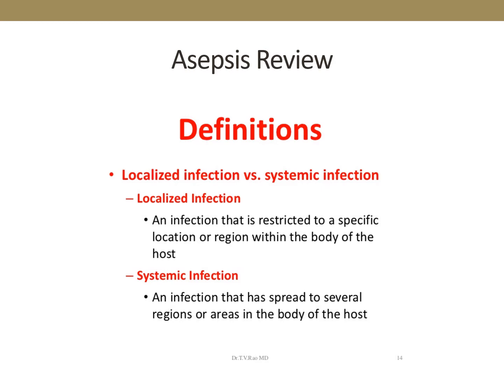Some quick definitions: localized infections versus systemic infections. Localized infections are infections that are restricted to an area or a region of the body. An example of that would be if you cut your finger and that got infected. The systemic infection, on the other hand, is spread to several regions or areas of the body of the host. So, an example of a systemic infection would be the flu.